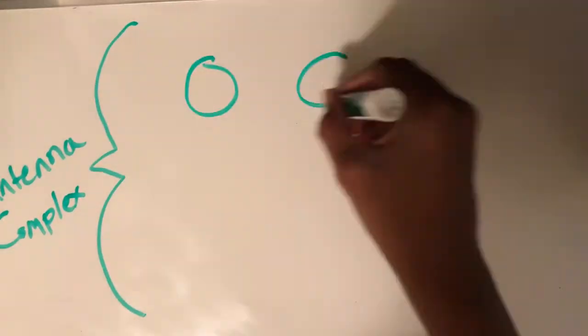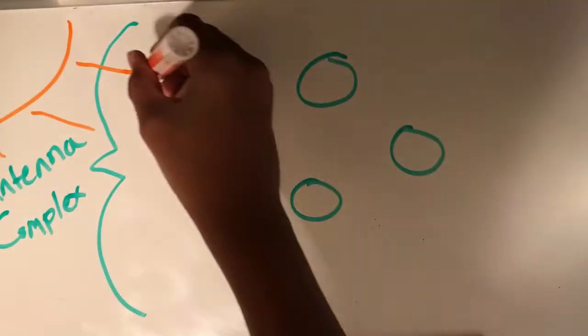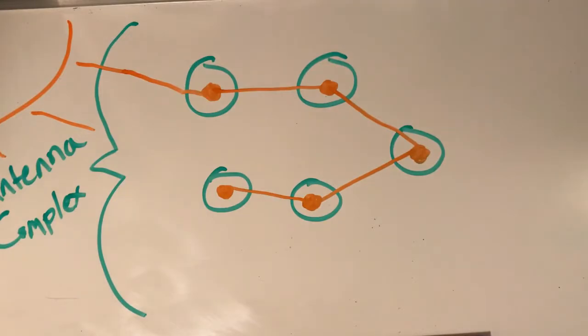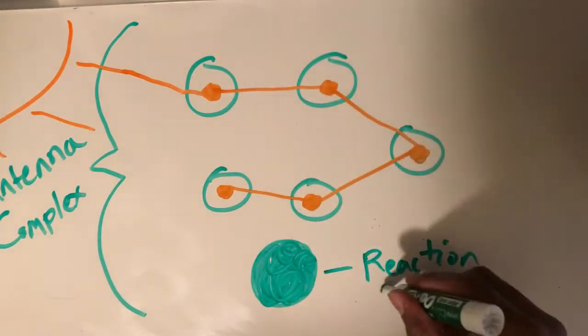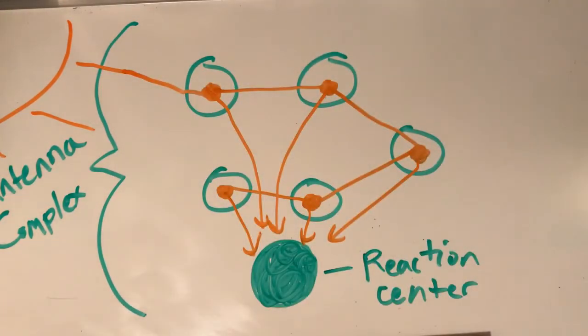In both photosystems, there is an antenna complex. The antenna complex is composed of multiple pigments, including chlorophyll B and carotenoids that gather light energy and move it between particles. The reaction center is composed of chlorophyll A. This is where all of the absorbed light energy from the antenna complex is dumped into.